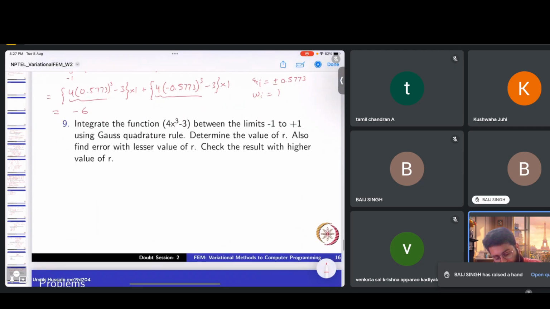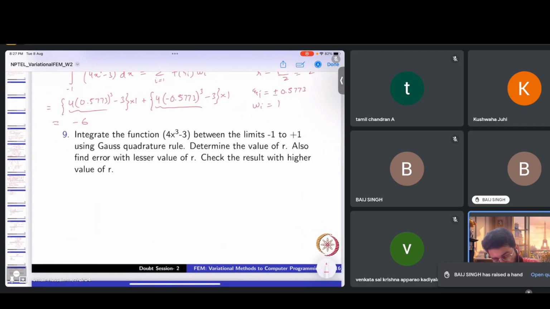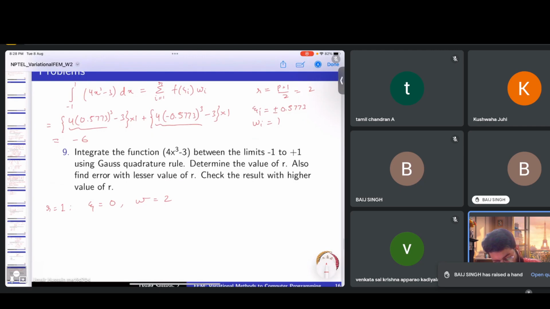Now if we try to do with a lesser value of r, suppose we take r equals to 1, so our psi is 0 and weight is 2. So the integral is 4 into 0 cube minus 3 into 2. So even with this also we got pretty much the same answer.